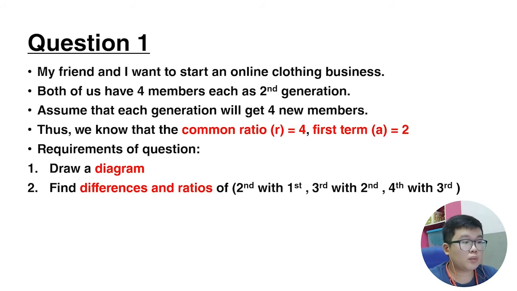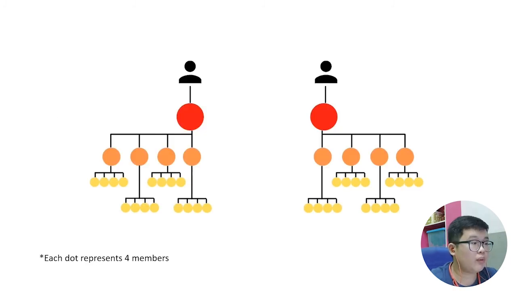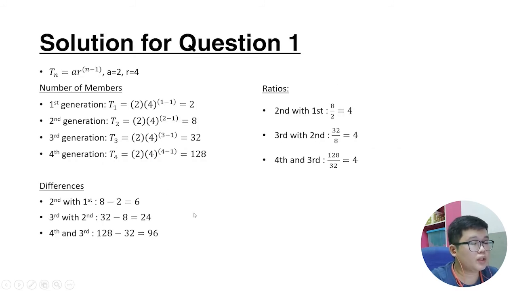According to question 1, it states that my friend and I want to start an online hosting business. Both of us have 4 members each as second generation. So we assume each generation will get 4 new members. We can know that the common ratio is 4 and the first term is 2 people. The question requires us to draw a diagram to represent the number of members of each generation. Also we need to find the differences in ratios, second with first, third with second, and fourth with third generation. So this is the diagram of the generation. Let's take a look at the solution for question 1.